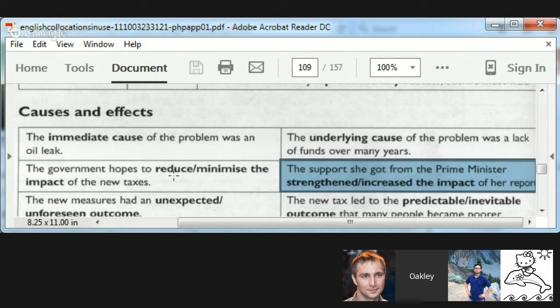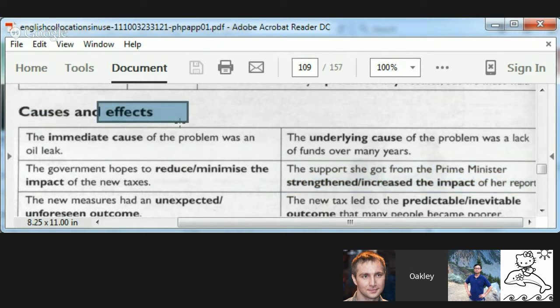What is the impact? The impact is influence. Well, you're talking about the effect. You're trying to reduce the effect, the inevitable effects, the results, minimize the impact of the new taxes. Obviously, if you're reducing the impact, then something is negative. You're reducing the impact of CO2, then whatever the cause is very negative.